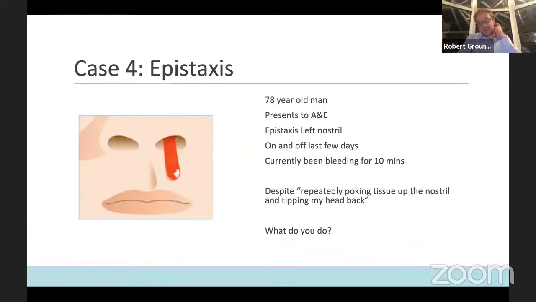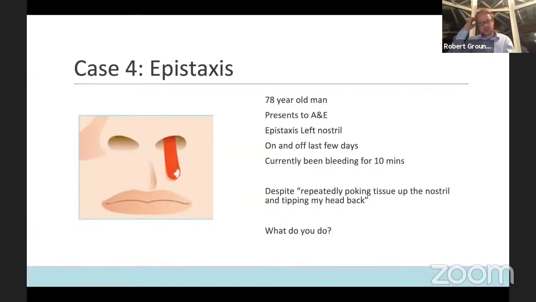Epistaxis, unfortunately, the kind of group that we see is present in this little vignette. So we've got this 78-year-old presenting to A&E, left-sided epistaxis. Often they've had these herald bleeds on and off for a few days before, and it's been bleeding for 10 minutes despite doing all sorts of things.